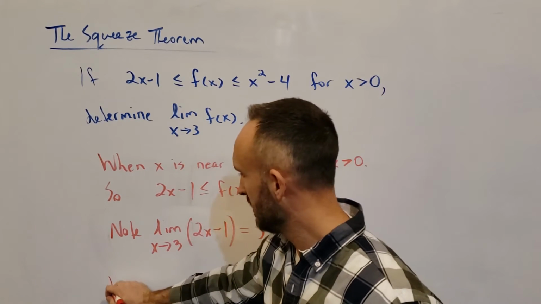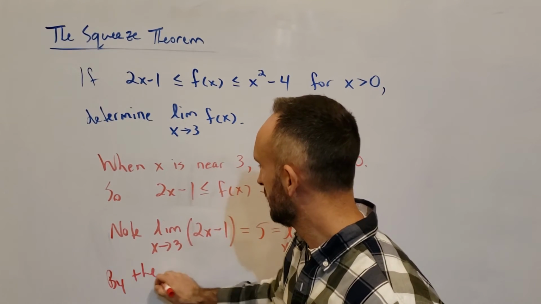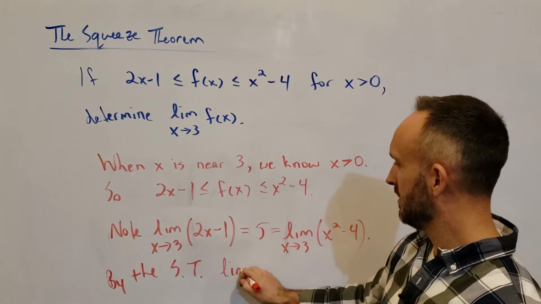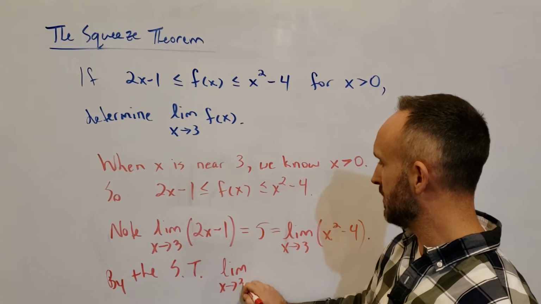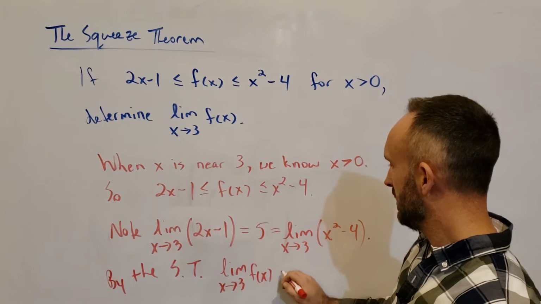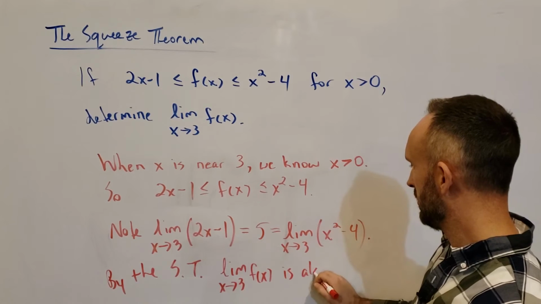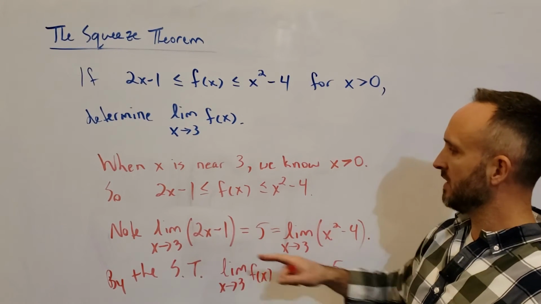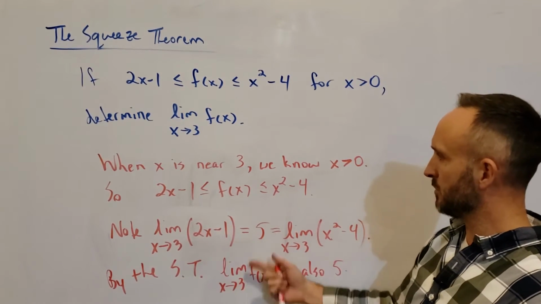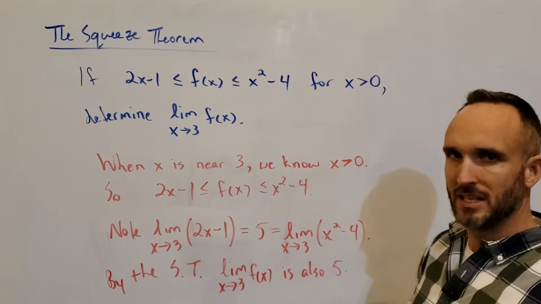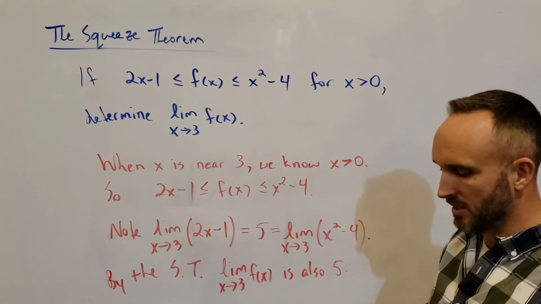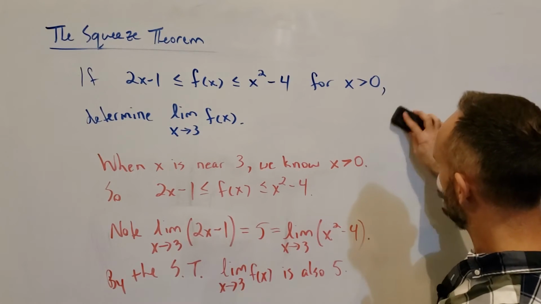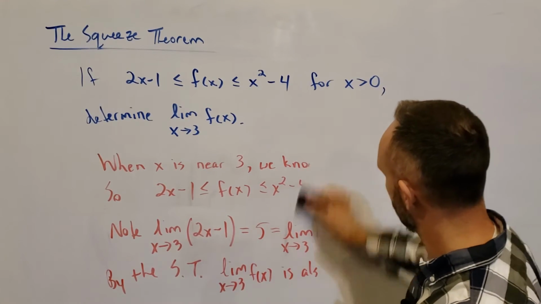Now we can say, by the squeeze theorem, the limit as x approaches 3 of f of x is also 5, because the limit of the outer functions is 5 near 3. So by the squeeze theorem, the limit of the middle function has to also be 5. So that's a pretty straightforward introduction to applying the squeeze theorem. Let's see another example.